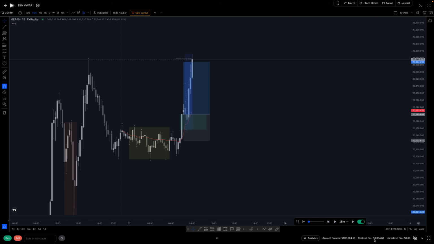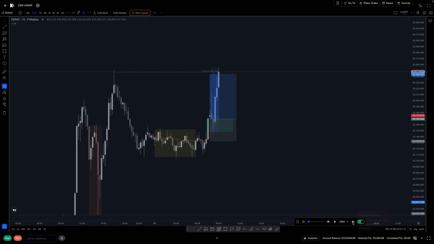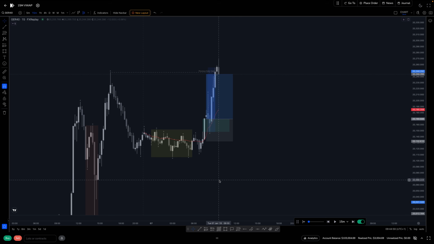So we are currently sitting at 3%. One more trade at a 1-to-2 or a 1-to-1, we could be passing our phase 1 of a funding challenge.